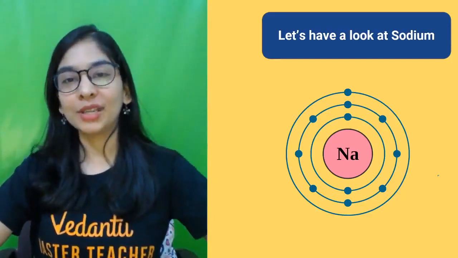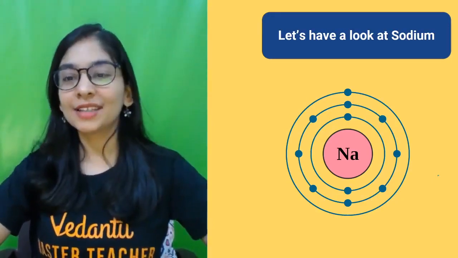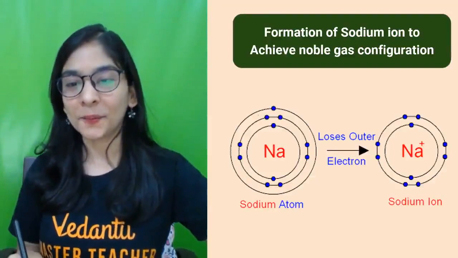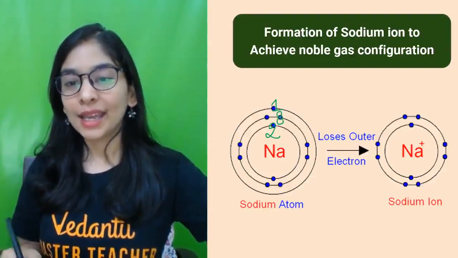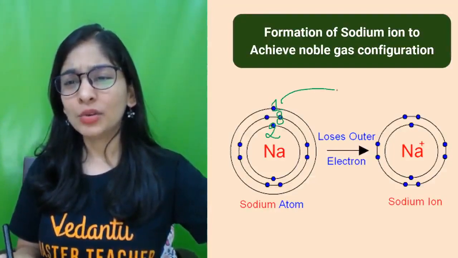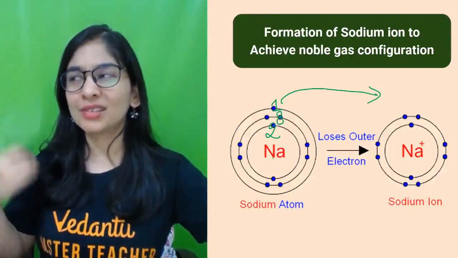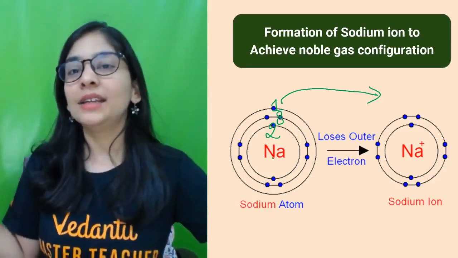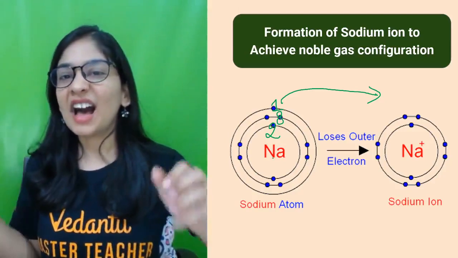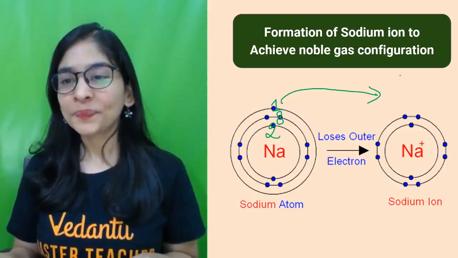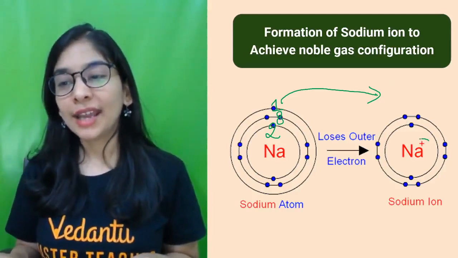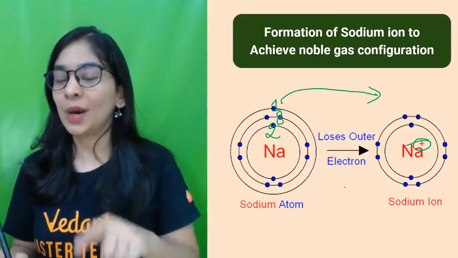Let's talk about sodium first. Now we know the configuration, that's pretty much clear: 2, 8, 1. What will it do? It's like, okay, if I lose my outer electron to some atom that is in need, I'll be very happy. It's like I am rich in terms of electrons. When it loses an electron, it gets a positive charge. You must be wondering why.